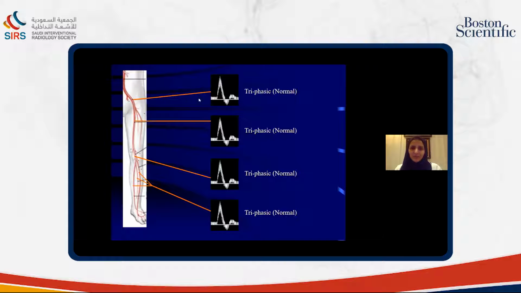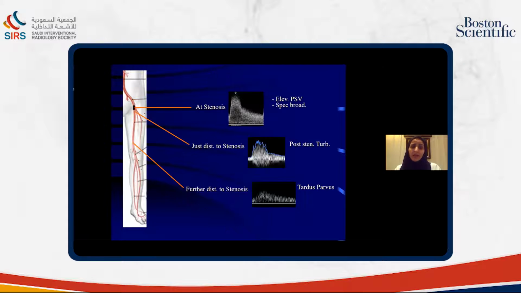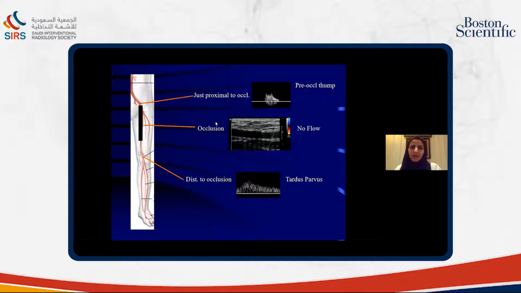Here, in case of normal triphasic, all the way down from the aorta all the way down, in case of normal vessels. With the stenosis, at the stenosis area, we'll have this type of flow. If there is any occlusion, as we said here, the stenosis area will have very weak flow, and then no flow at all. And then lower to the occlusion, we'll have Tardus Parvus.